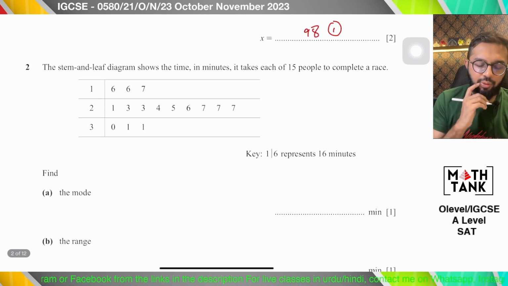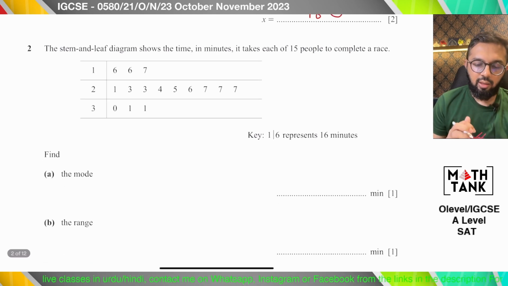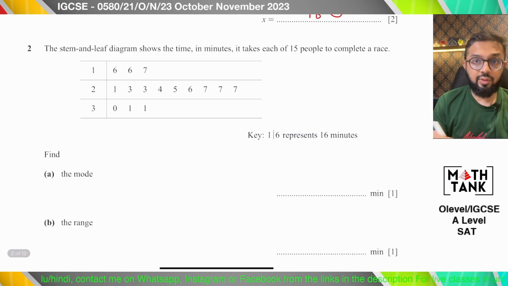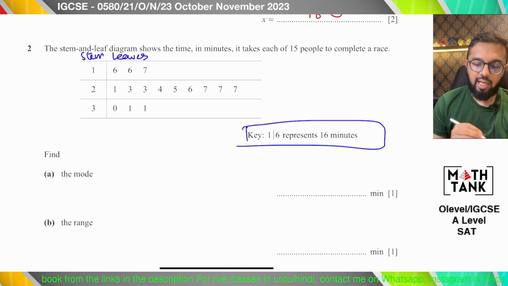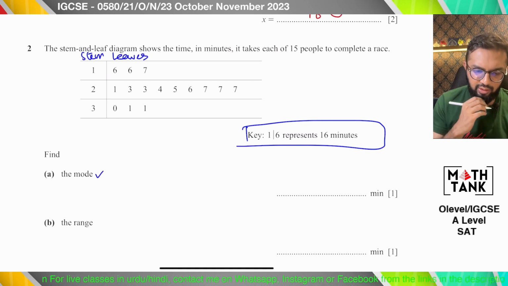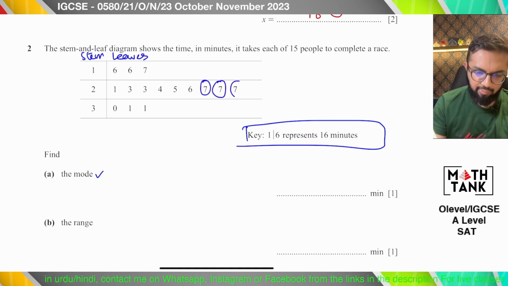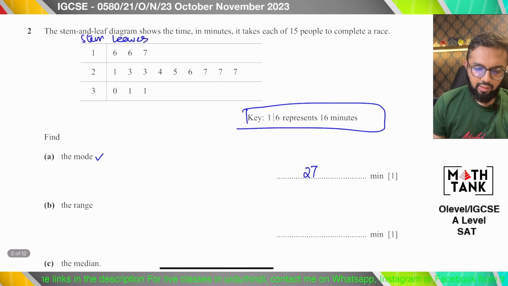Then it says the diagram shows the time in minutes it takes each of 15 people to complete a race. So this is a stem and leaf diagram. You can see the leaves, I can see the stem as well, and there's a key here. Okay, so 1/6 represents 16 minutes. Find the mode. So which number is repeated most often? I think this is the number that's repeated most often. What number is this? It has a stem of 2 and a leaf of 7, so 27.